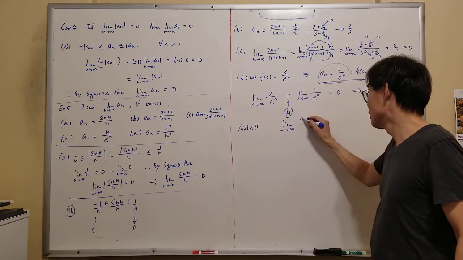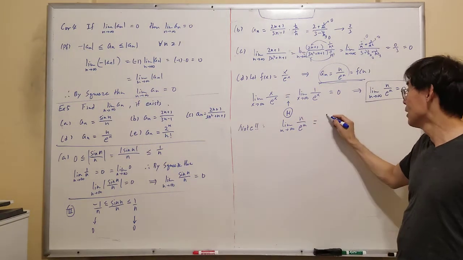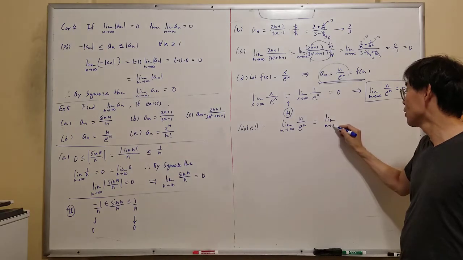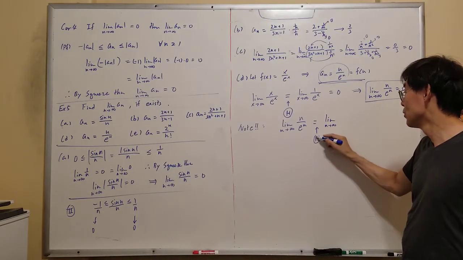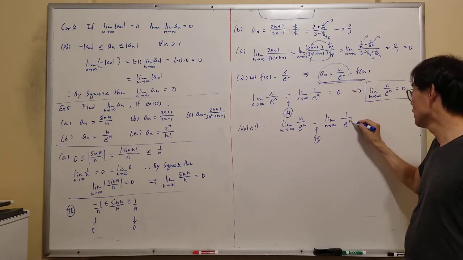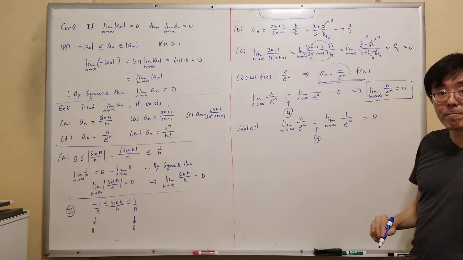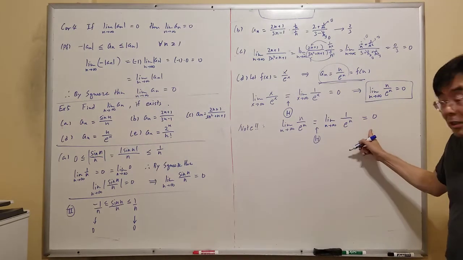Many students write this: infinity over infinity. So I'm going to use L'Hopital's theorem. The derivative of n equals 1. The derivative of e to the n is e to the n. Hey, 1 over infinity form, so 0. Strictly speaking, this is wrong.